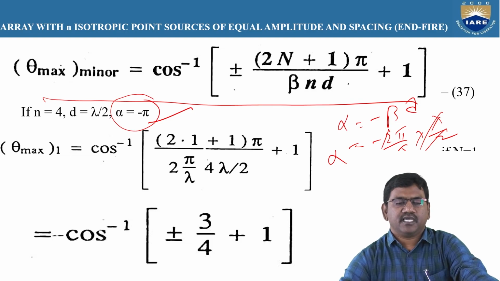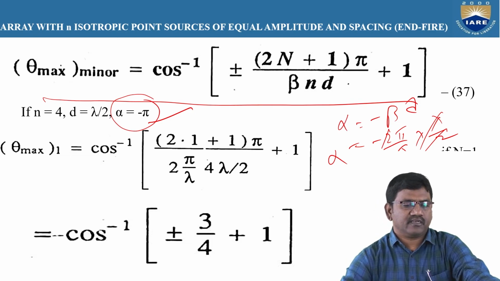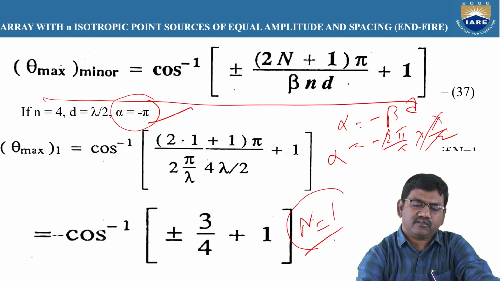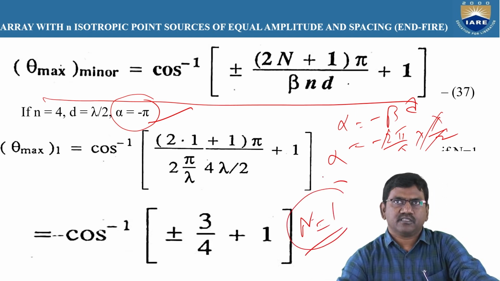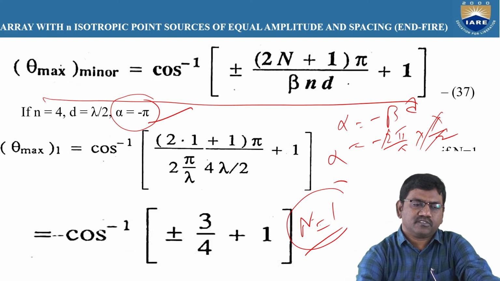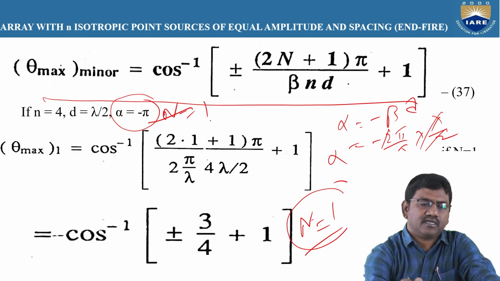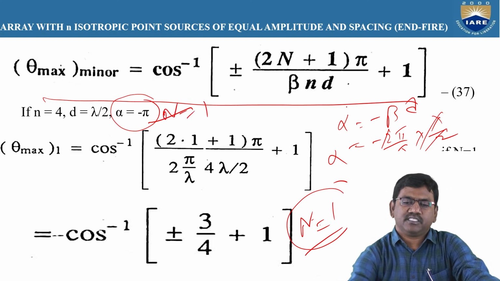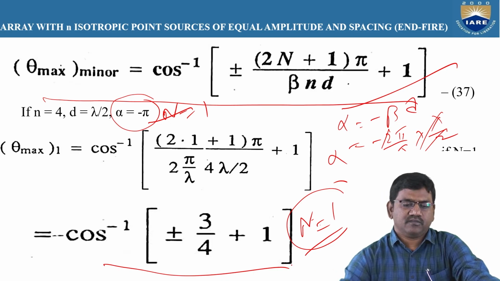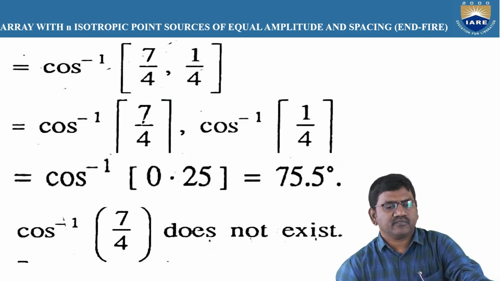So let us find out the angle of the minor lobe maxima at n is equal to 1. That is, we want to find out the first minor lobe maxima. If you substitute n is equal to 1, N is equal to 4, d is equal to lambda by 2 in this expression, you will get cos inverse of plus or minus 3 by 4 plus 1. So you will get 7 by 4 comma 1.